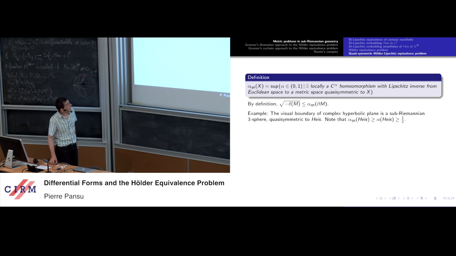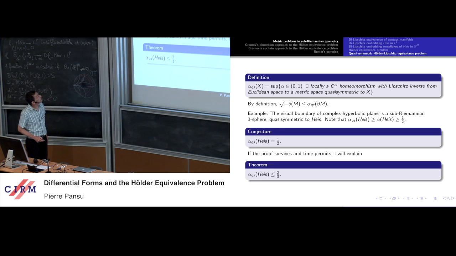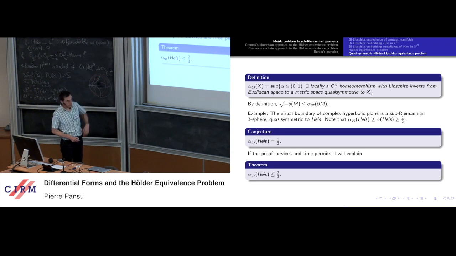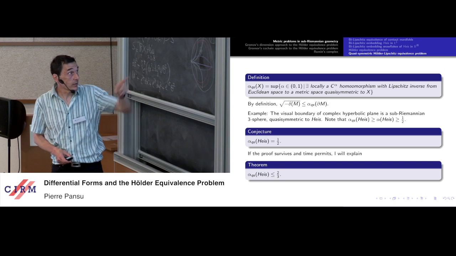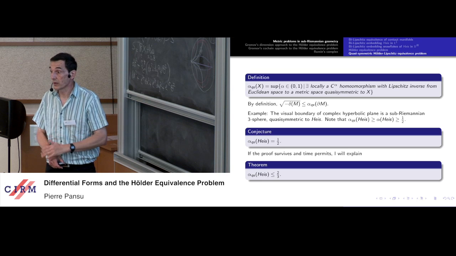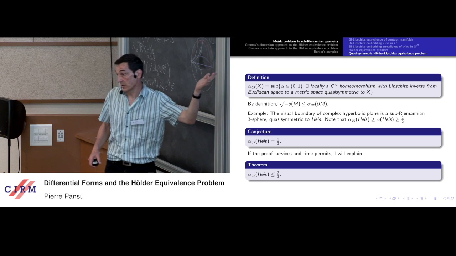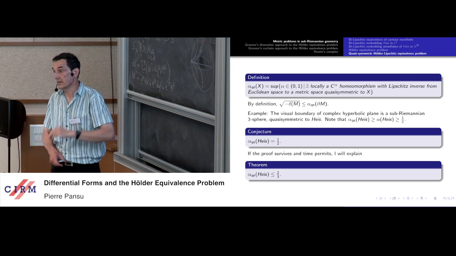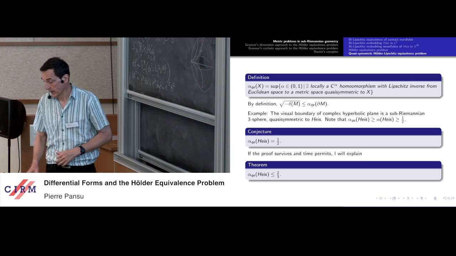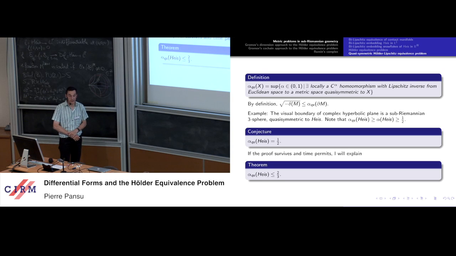Right. So now this leads to this question. What is this quasi-symmetric exponent for the Heisenberg group? Conjecturally, it should be a half. And what I can prove is the two-thirds bound. So the same bound that Gromov obtained for the non-quasi-symmetric version of the problem. Right. So if there were a lot of time, which I doubt, I could describe the ideas there. I will probably not.